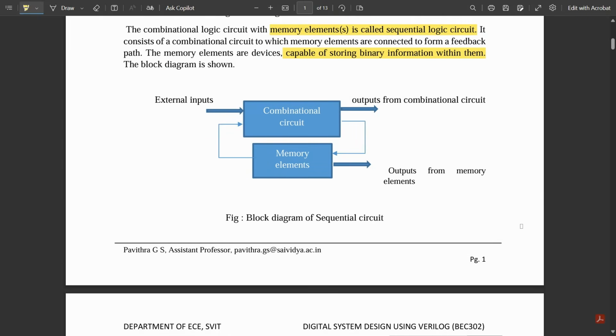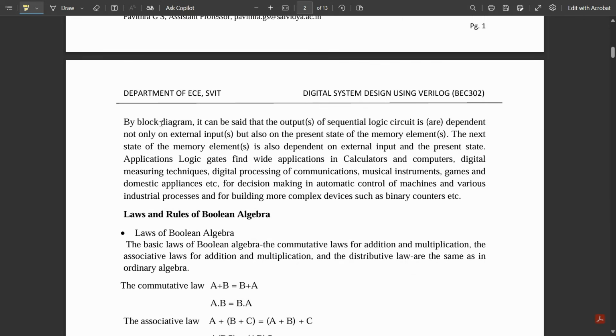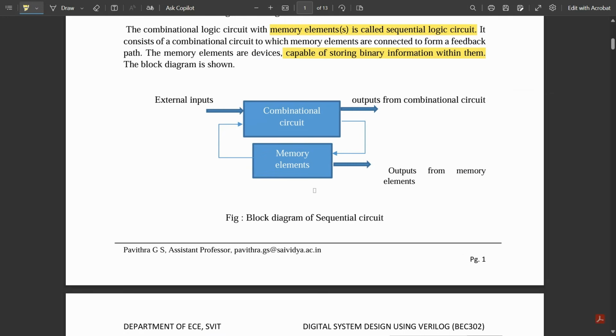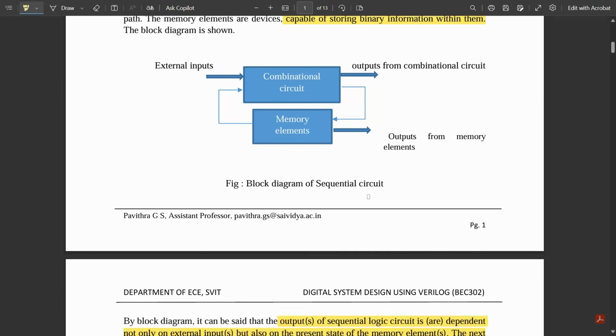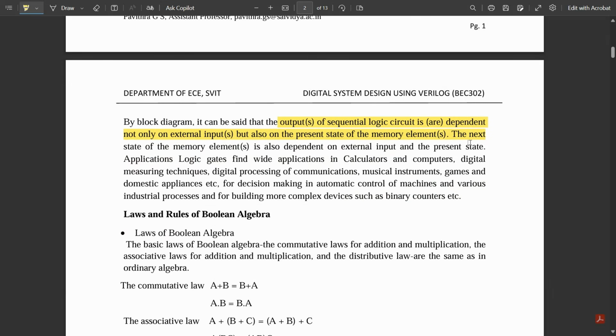So what does this block diagram suggest? Let us see here. By the block diagram, it can be said that the outputs of a sequential logic circuit are dependent not only on the external input but also on the present state of the memory element. That is, the output is not only dependent on the current input but also on the previous state input, which is given through the combinational circuit. This arrow mark indicates that. The next state of the memory elements is also dependent on the external input and the present state.